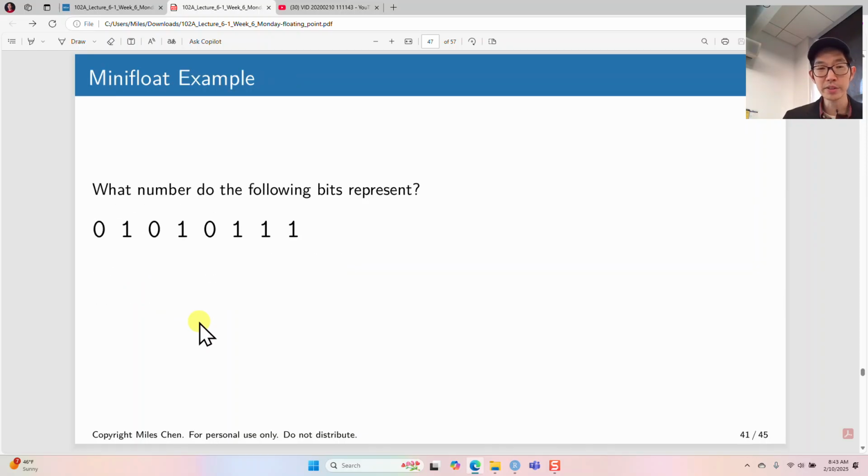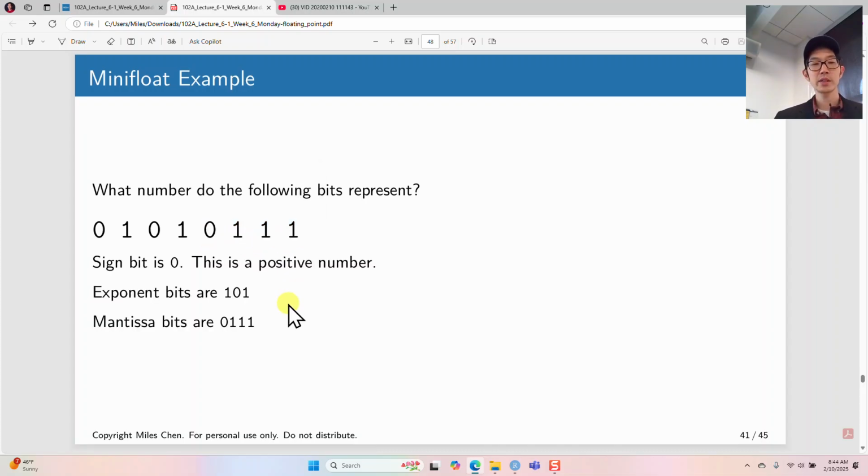Okay, so let's break this down and try this out. So what if we have these 8 bits here? And I say, what number does this represent? So our sign bit is a 0. Our 3 exponent bits are 1, 0, 1. And our fraction is 0, 1, 1, 1. Okay, so this is what we have. The sign bit's a 0, so we have a positive number. Our exponent bits are 1, 0, 1. Okay, what is 1, 0, 1? If we go from binary to decimal, what is the number 1, 0, 1?